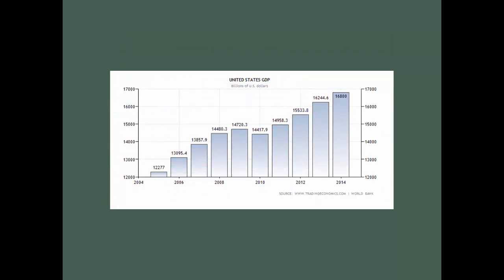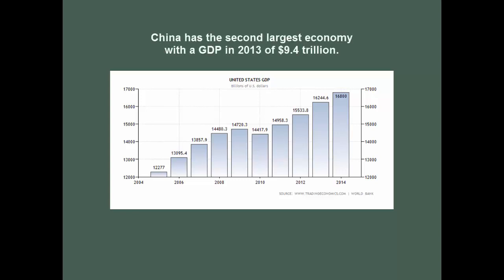The United States is by far the wealthiest nation in the world, with a gross domestic product of over $16.2 trillion in 2013. Americans are 5% of the world's population, but account for more than 25% of the world's economic output. China had the world's second largest economy, with a GDP of $9.4 trillion.